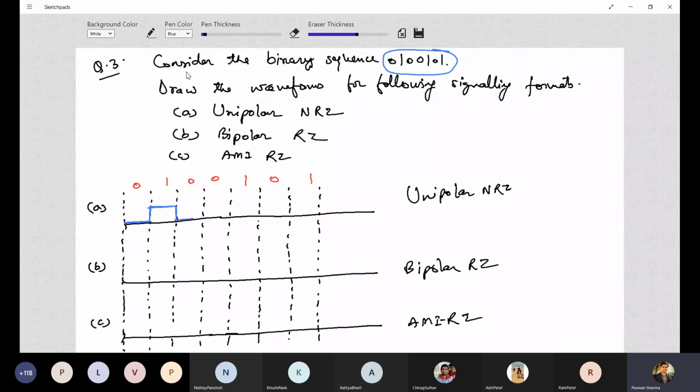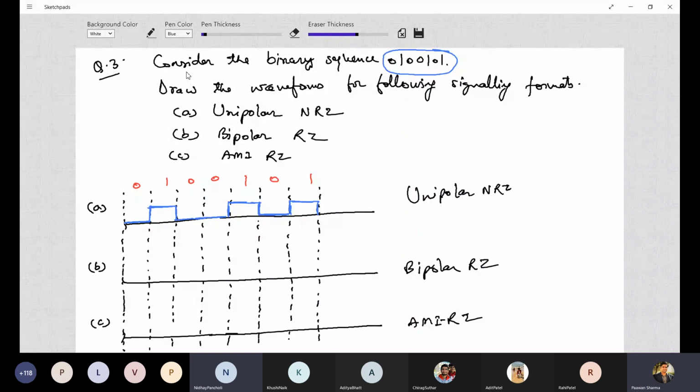Then again 0 0, then 1, then again 0, and then 1. I hope this is pretty simple and clear to you. Everyone okay with this unipolar NRZ? Very simple. Yes or no?